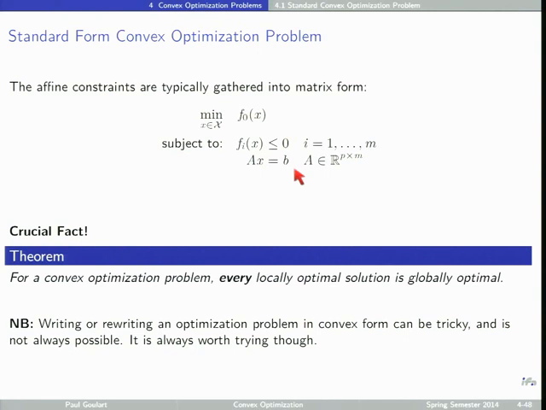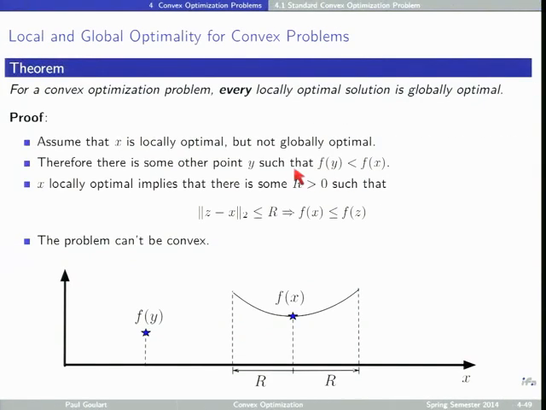Okay, so now I just show you this one last slide, which is to try to convince you why this is the case. So I claim my theorem: for every convex problem, every locally optimal solution is globally optimal. And I can prove it in the following way. Take x and assume that x is locally optimal, but not globally optimal. So I somehow assume the contrary to the theorem. I say x is locally optimal, but it's not the globally optimal point.